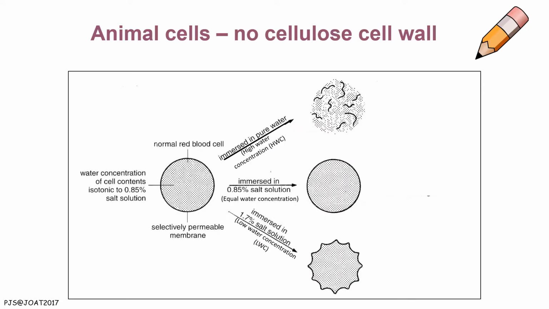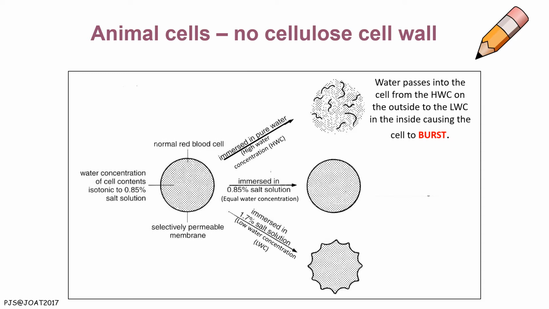So if you printed out the consumables, you should have this diagram here. This is a summary of what happens to the animal cells. Because they have no cell wall, if you immerse them in pure water, so a higher water concentration, the water passes into the cell from a high water concentration on the outside of the cell to the low water concentration on the inside of the cell, causing the cell to swell and burst.